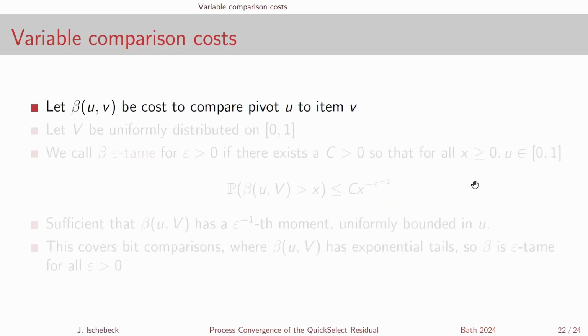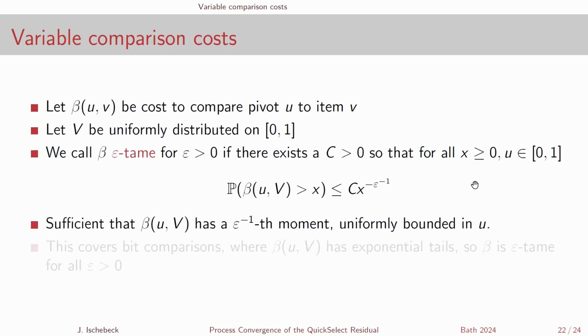So let's say we have some cost function beta to compare a pivot u to v. And now if v is uniformly distributed on 0, 1, let's say just a random item, then we have to bound this beta. We say beta is epsilon tame for some epsilon bigger than 0 if for any bound x bigger than 0, the probability to compare some fixed pivot u to some random value v to be bigger than x is falling polynomially with epsilon inverse.